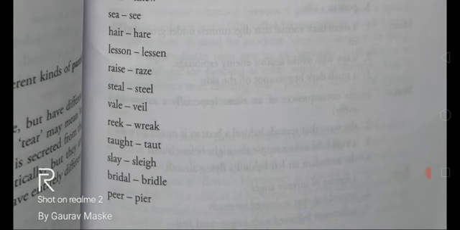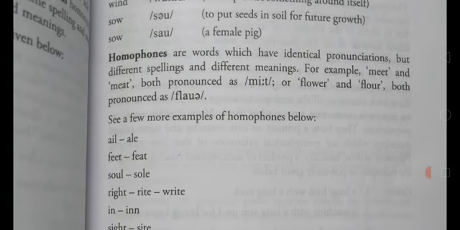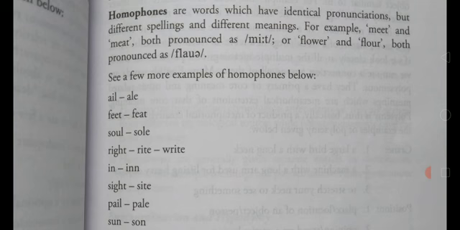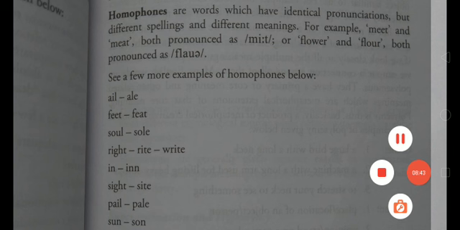These words are known as homophones. Phone means sound, and homo means similar, but their spelling and meaning are quite different. This is all about it. Let's see another point in the next video.